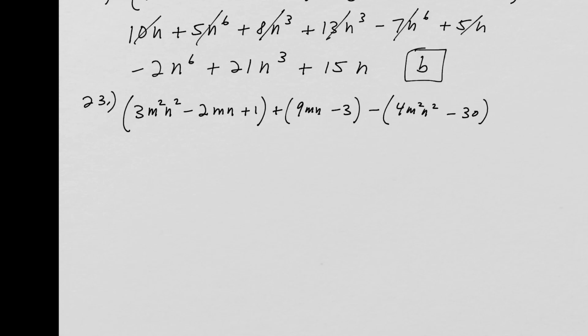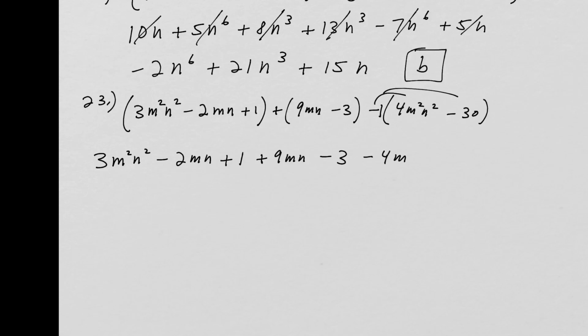Okay, so the first polynomial, right? There's no issues with signs, right? So I can remove those parentheses and I keep the same signs. So just write down the terms again. Plus 1. Same thing with the second polynomial, right? So this is just 9mn minus 3. But then the third one, I have to distribute in that negative 1. So it's going to change the sign. So this is going to become negative 4m squared n squared. And then negative 1 times negative 30 is plus 30.